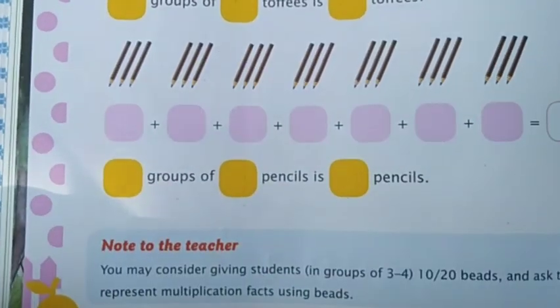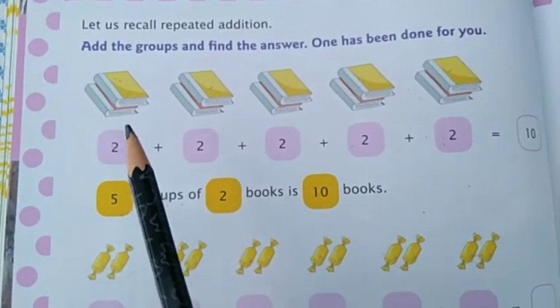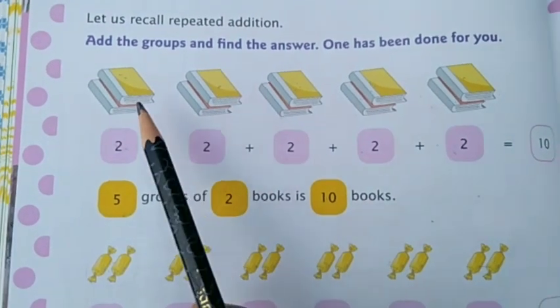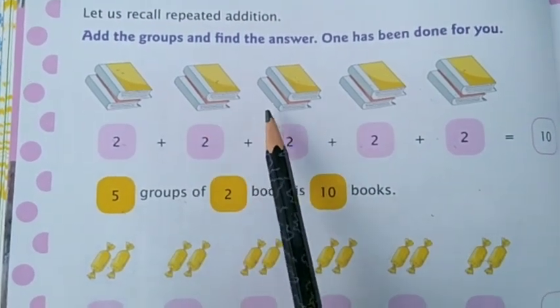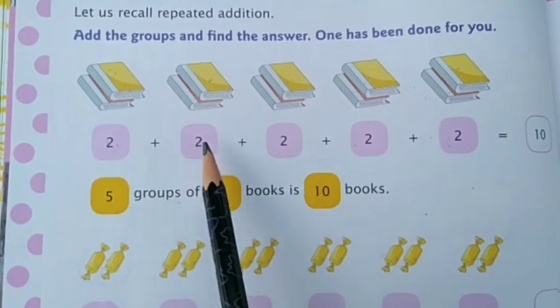This is page number 100 from your maths student's book. Here on this page you can see, children, pictures of some books are given. The books are kept in groups. In each group we can see there are 2 books. So how many books are there in each group? That is written in these boxes. The first one is done for you.